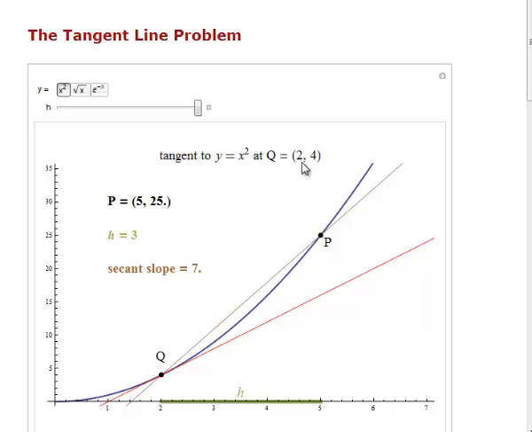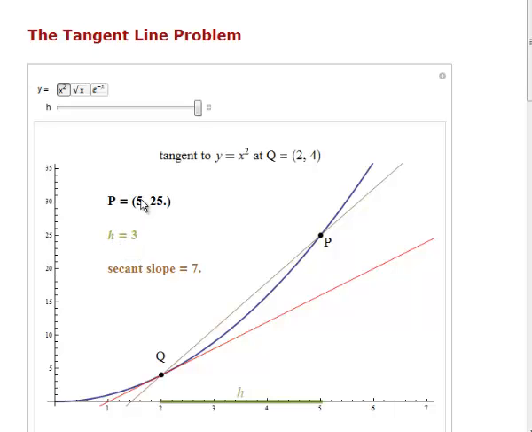So 2 is like our x, and 4 is our f of x, because if you plug 2 into the function f of x, you square it, you get 4. So 4 is f of 2, or f of x. Point P is some distance away from point Q. In fact, to be specific, here's my h. I don't know if you can see that, it's really light. But h is this distance between 2 and 5. So they have here h is equal to 3.